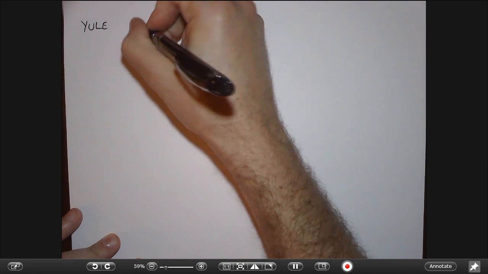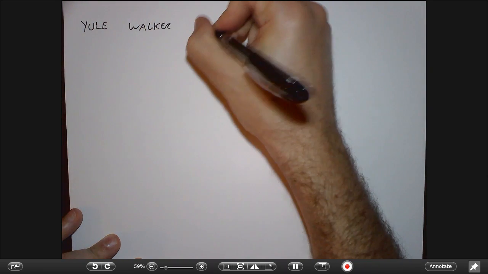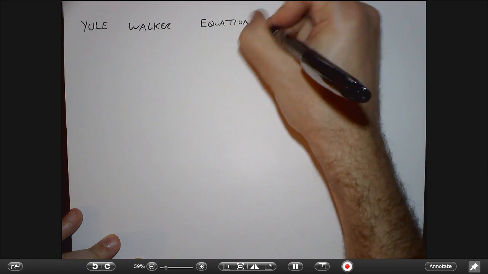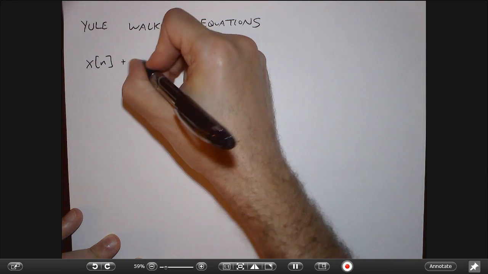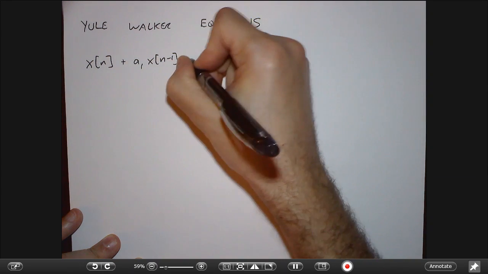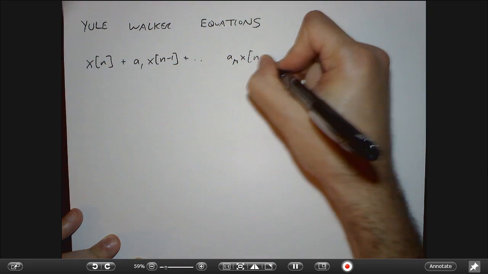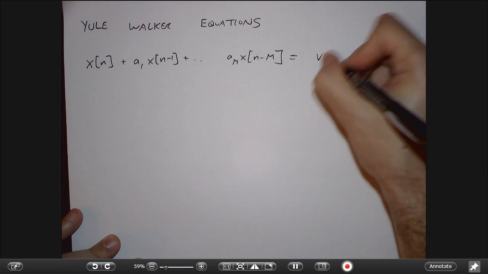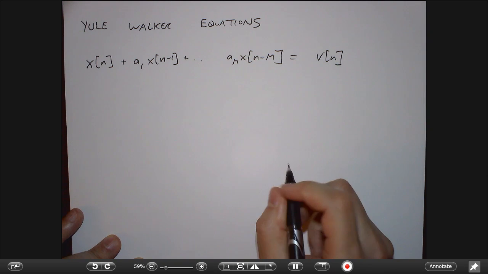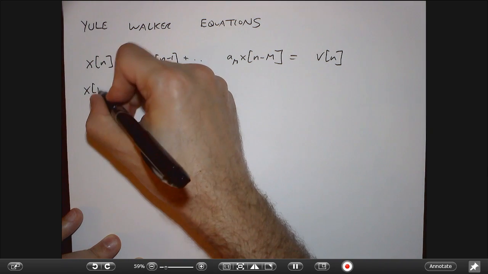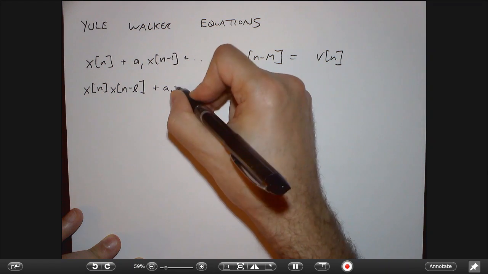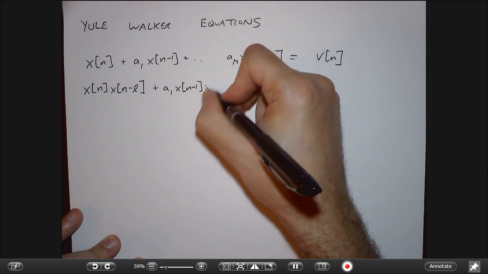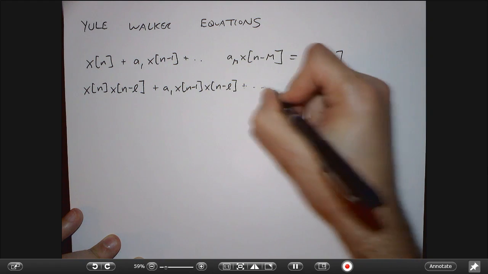And again, this is basically a straightforward application of probability. So let's take a look at the problem that we have. Okay, so here's our assumption. Now I'm going to multiply through by a given lag, where I get to choose this L.